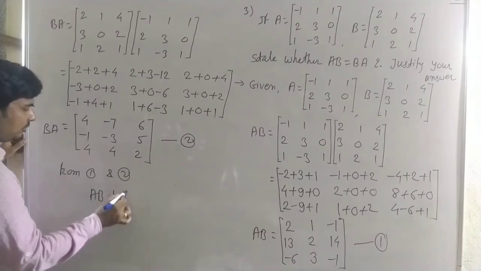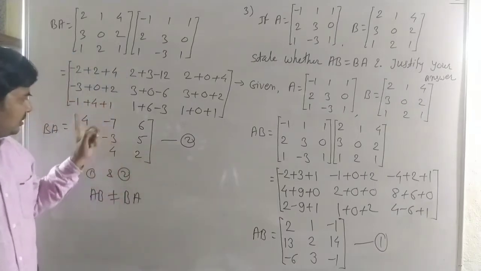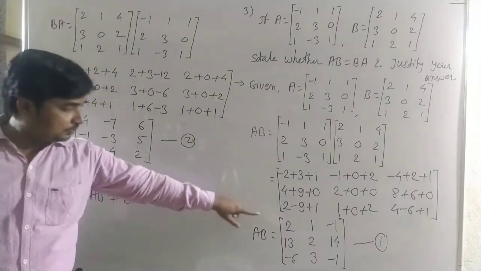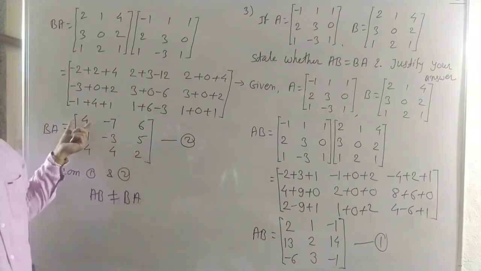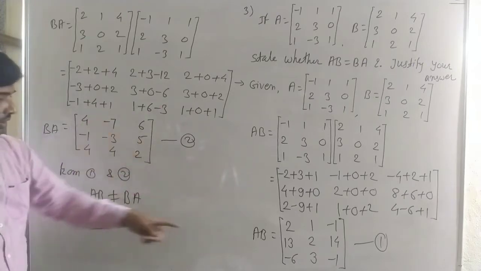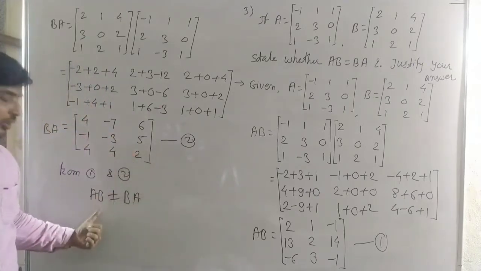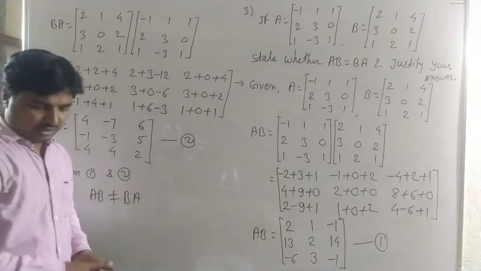AB is not equal to BA. AB and BA, the order of two matrices is same, but the corresponding elements are not same. In one position here it is 2 and here in that position it is a 4. Okay, here corresponding elements are not same, therefore these two matrices are not equal. Therefore AB is not equal to BA. Now we see the next example.